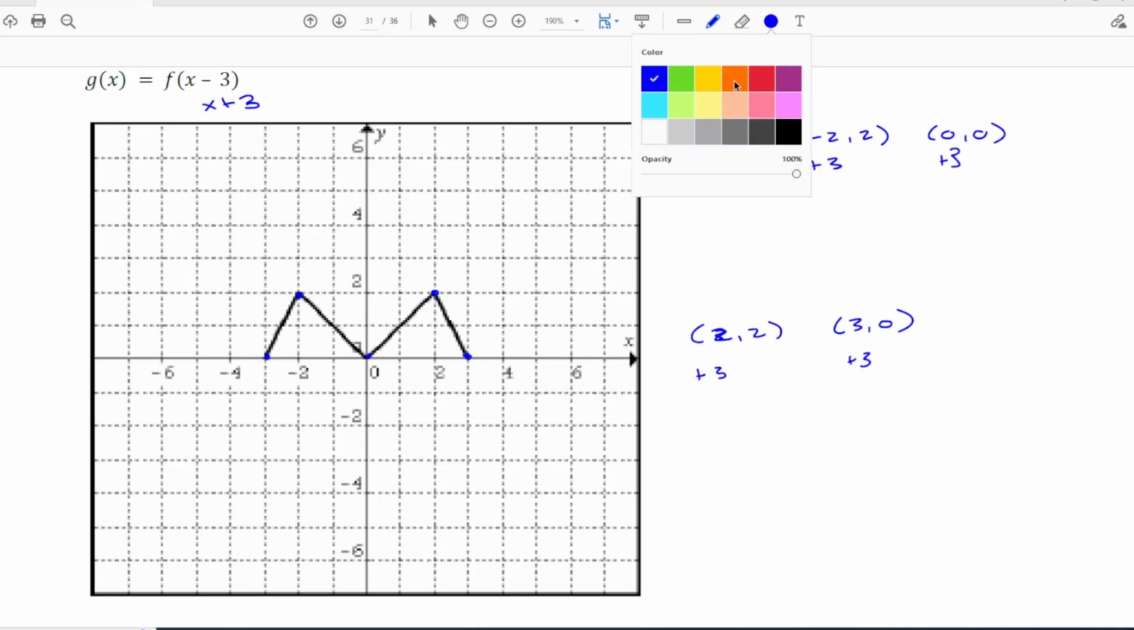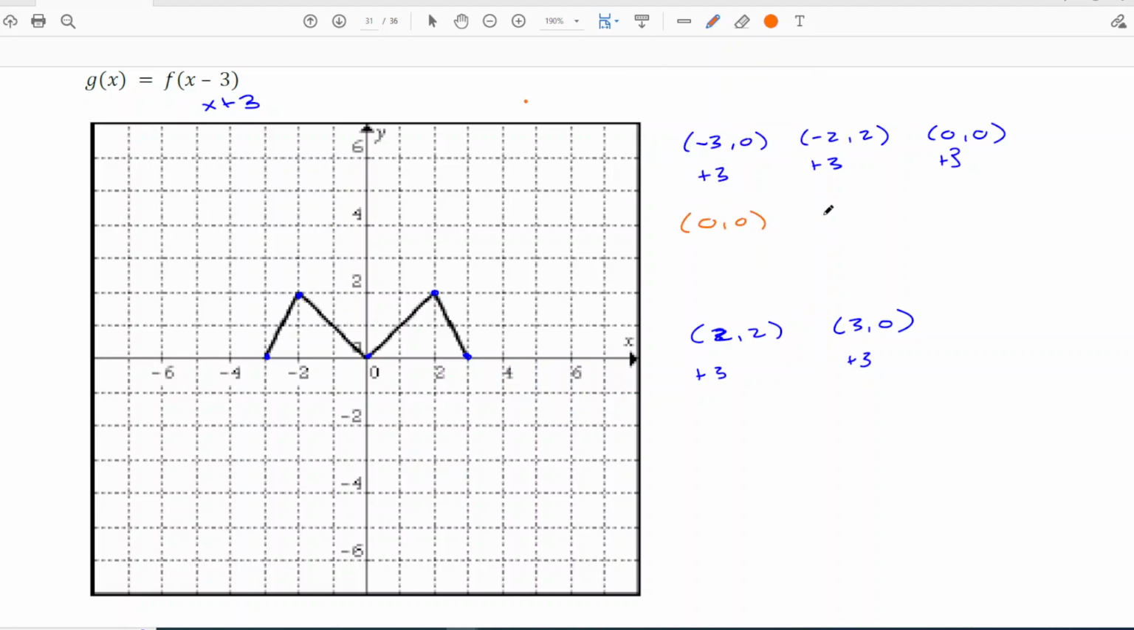And what's my new graph going to be? So this is going to be a 0,0. This is going to be a 1,2. This is going to be a 3,0. This is going to be a 5,2. And this is going to be a 6,0.